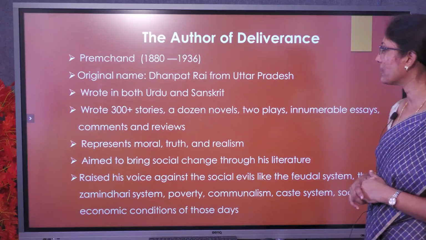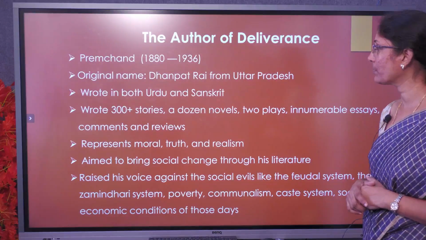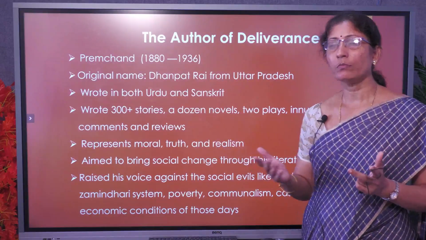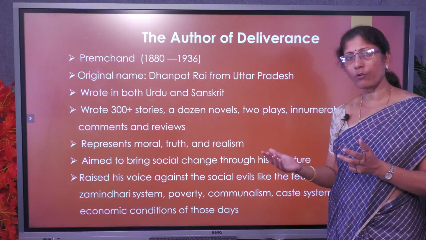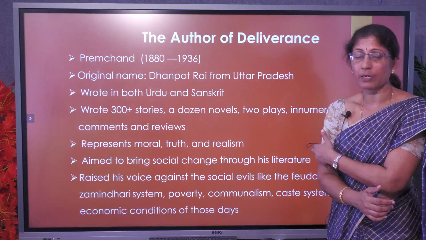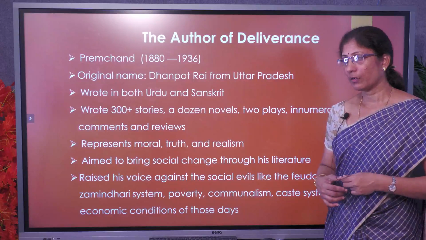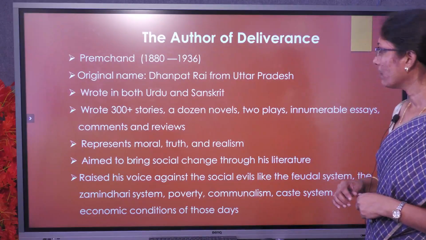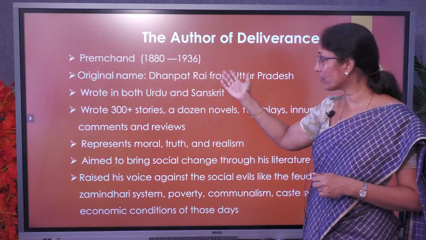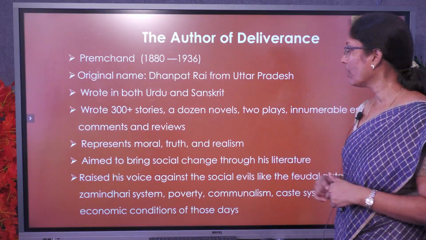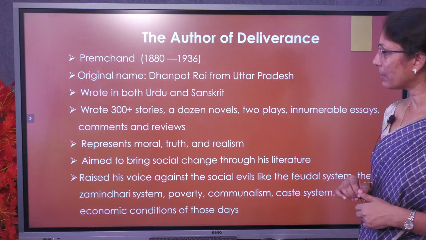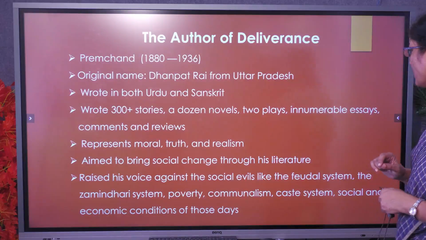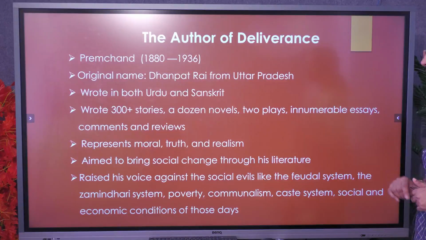His original name is Dhanpat Roy, and he is from Uttar Pradesh. And you know that in Uttar Pradesh there is a lot of struggle around the caste system, and a lot of gap between the rich and the poor. You can imagine how it would have been some decades ago. He wrote in both Urdu and Sanskrit. He wrote 300 plus stories, a dozen novels, 2 plays, innumerable essays, comments and reviews.